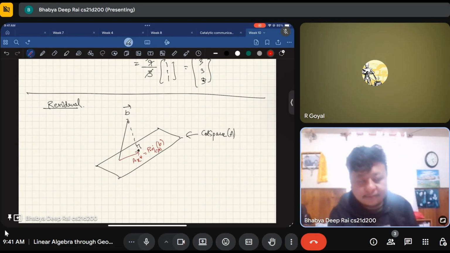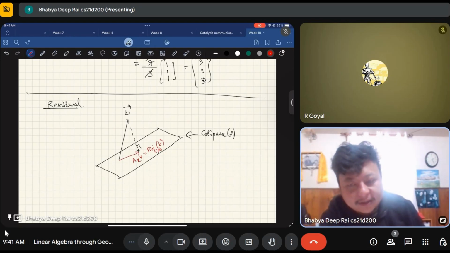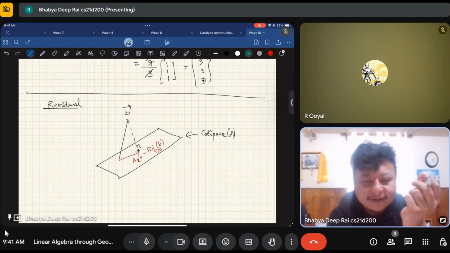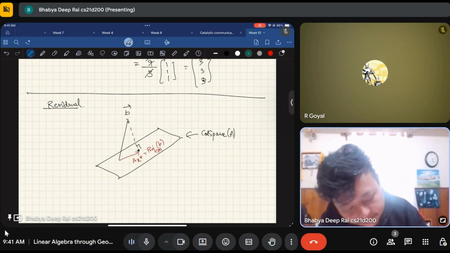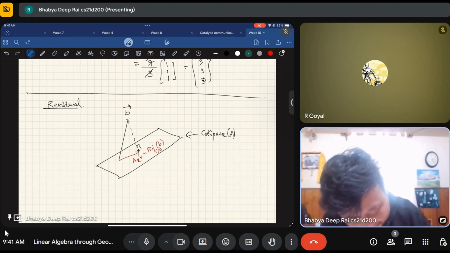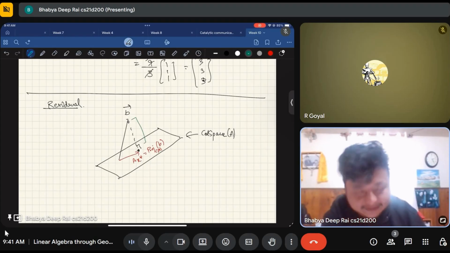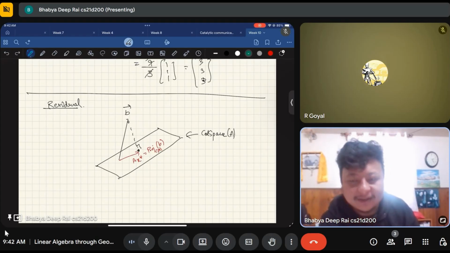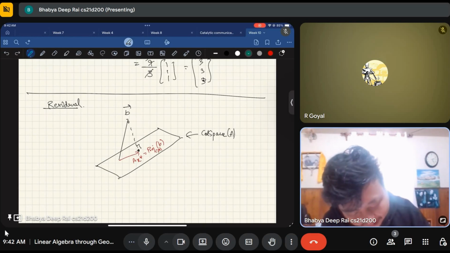Now, what I want is a measure of how close we are to the actual solution. What would be the best measure? This distance would be the best measure, and that is what is called the residual. So how do you get to this residual?